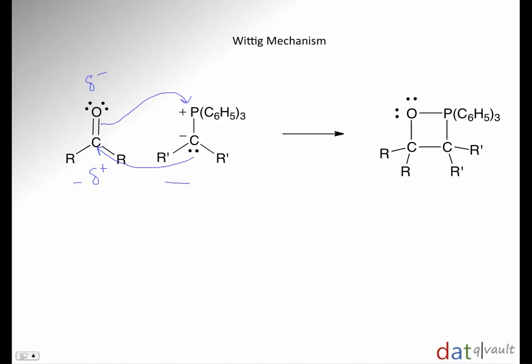The next arrows that we have to draw to break down this structure to form our alkene and our carbon-carbon bond in general is to take this carbon-oxygen bond and break it and donate the electrons into the phosphorus-oxygen bond, forming a double bond there. And then we take the electrons in this phosphorus-carbon bond and we break that bond and donate those electrons to the carbon-carbon bond. Once this is all said and done, we form our alkene here, and then we form triphenylphosphonium oxide as our byproduct.